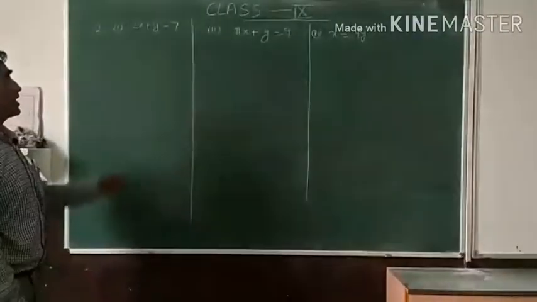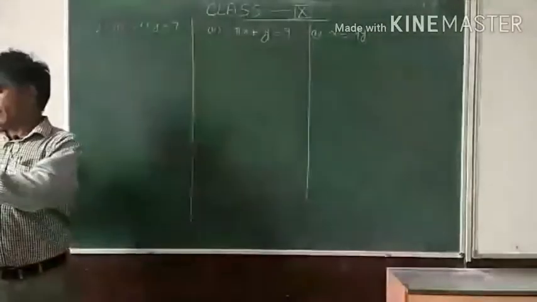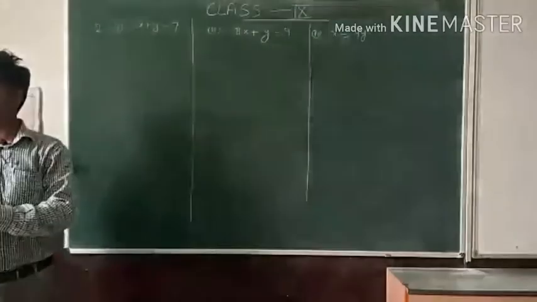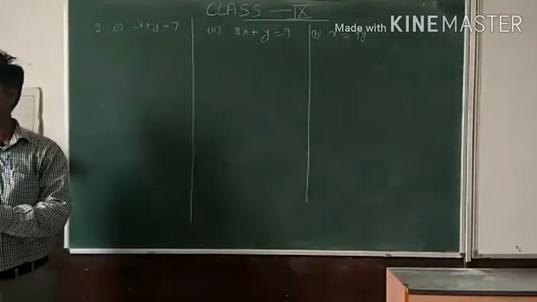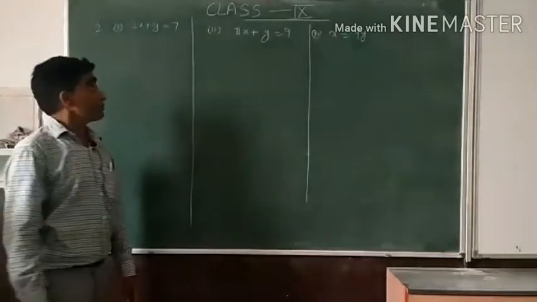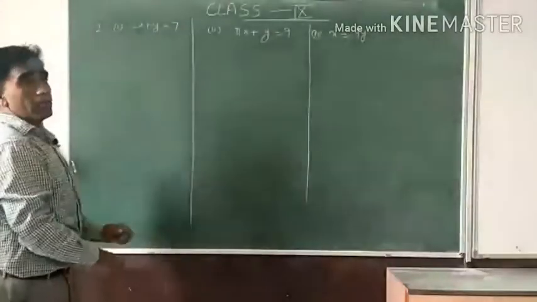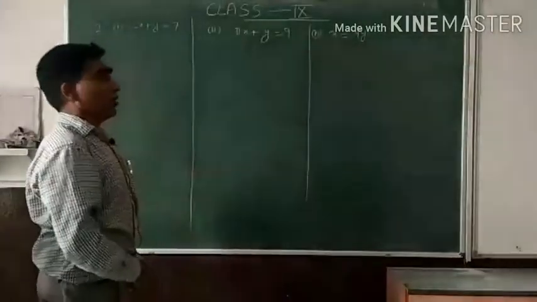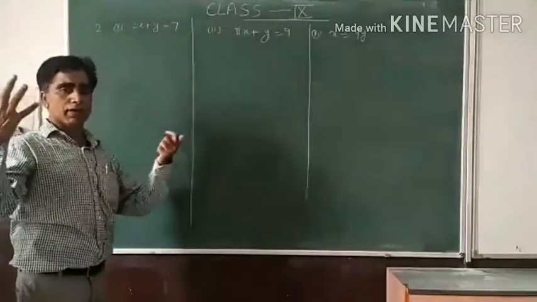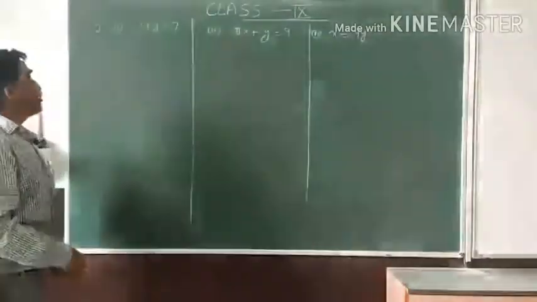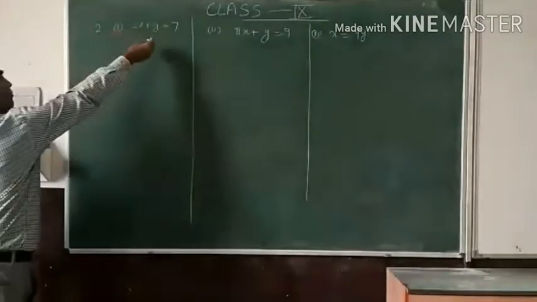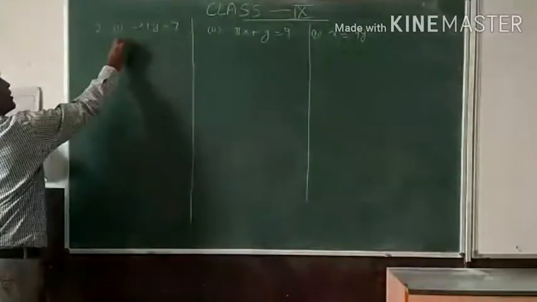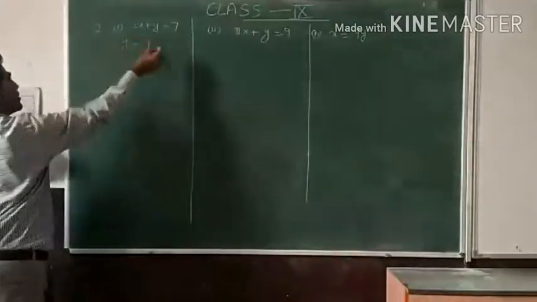In the next question, first part: write 4 solutions for each of the following equations. Now students, 2x plus y is equal to 7. We have to find 4 solutions because there are infinite solutions here. Out of those infinite, we have to find only 4 solutions. You can take the value of y or x, your choice. I have taken y is equal to 1.